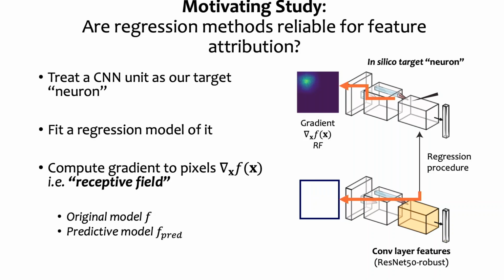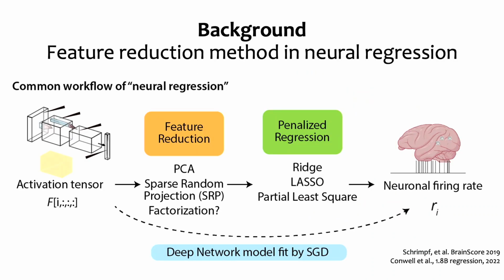So what are the common regression methods or linking procedures in this field? In many famous papers, including Brain-Score and Colin Conwell's paper, people use this common workflow in neural regression. Because we have too many features in the feature tensors of either transformers or convolutional networks, we first do feature reduction, which usually involves principal component analysis or sparse random projections. Then you apply certain penalized regression methods on top of it, and then predict your neurons.